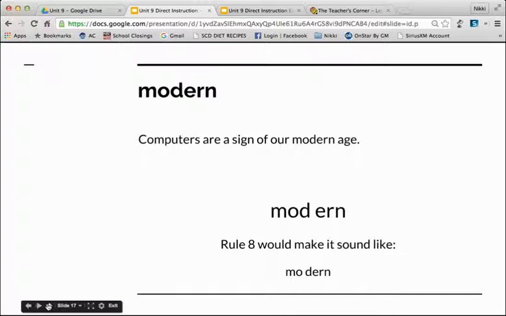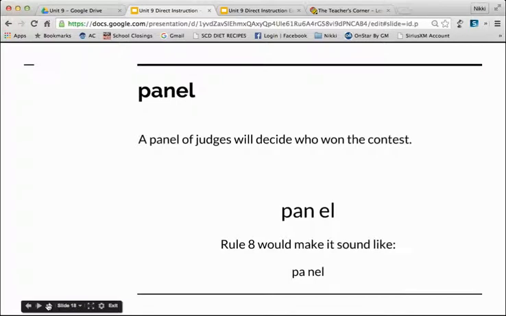Modern. Computers are a sign of our modern age. Modern. Rule 8 would make it sound like "mo-dern." That isn't one we're familiar with either. So we use Rule 9 and separate it after the D. Modern. Panel. A panel of judges will decide who won the contest. Panel. Rule 8 would make it sound like "pay-nel." Well, that isn't a familiar word, so we're going to use Rule 9 and make it panel.